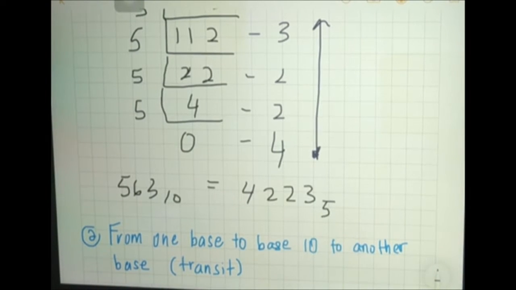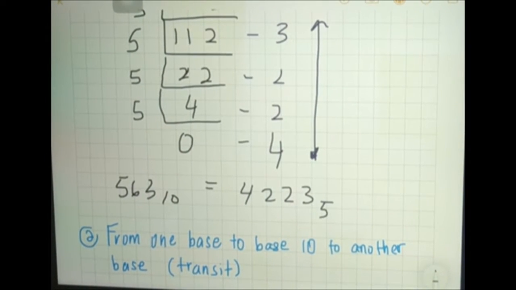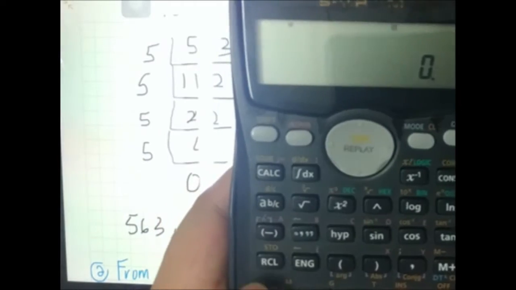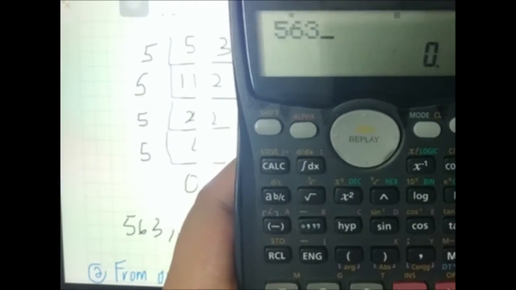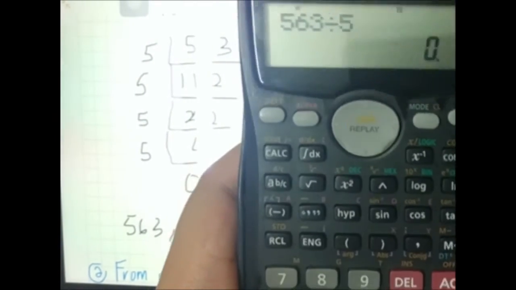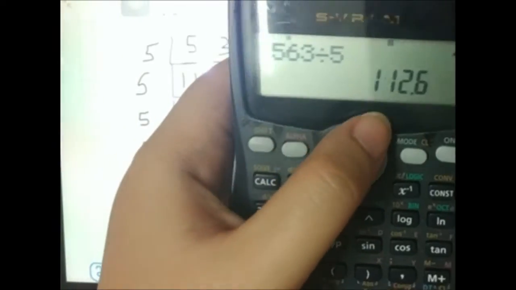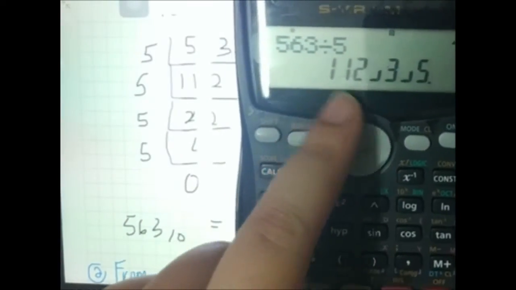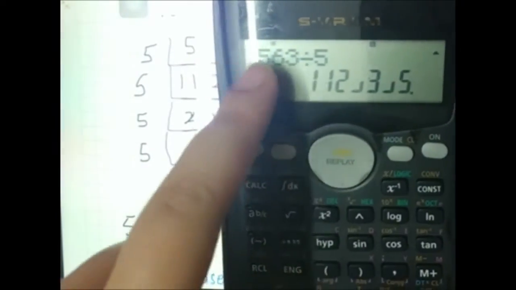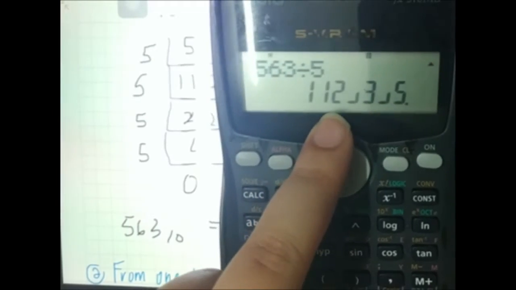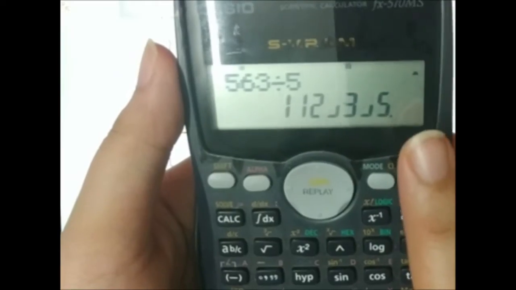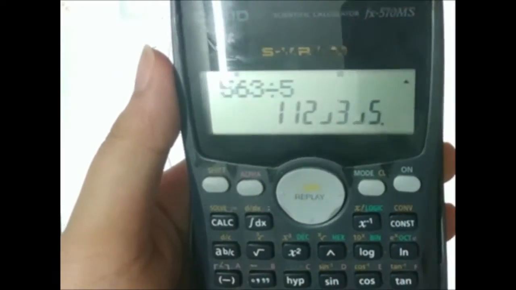3 base 5. Okay. How did I get the number and the remainder? I use my calculator. The first thing we have to do is write 563 divided by 5. We will get a decimal number. This decimal number, we change it into a fraction. So we will get the fraction. The number below 563, we write 112, and the remainder is 3. The remainder we write to the side of it.